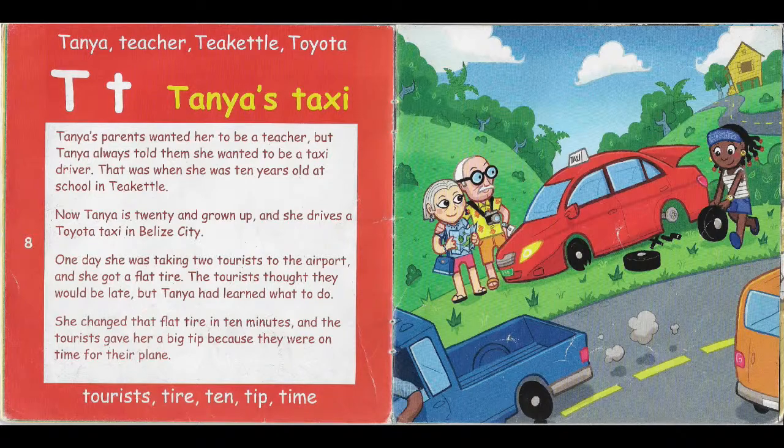Tanya's Taxi. Tanya's parents wanted her to be a teacher, but Tanya always told them she wanted to be a taxi driver. That was when she was 10 years old at a school in Tea Kettle. Now Tanya is 20 and grown up, and she drives a Toyota taxi in Belize City. One day she was taking two tourists to the airport, and she got a flat tire. The tourists thought they would be late, but Tanya had learned what to do. She changed that flat tire in 10 minutes, and the tourists gave her a big tip because they were on time for their plane.